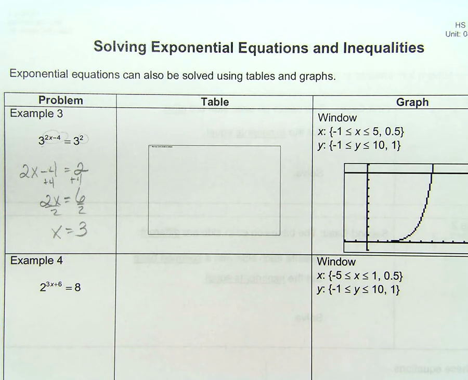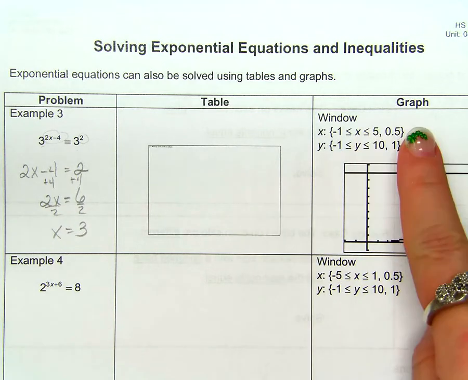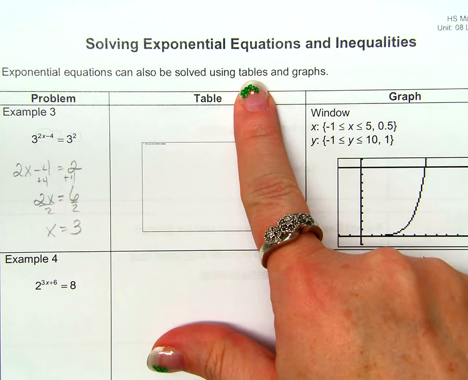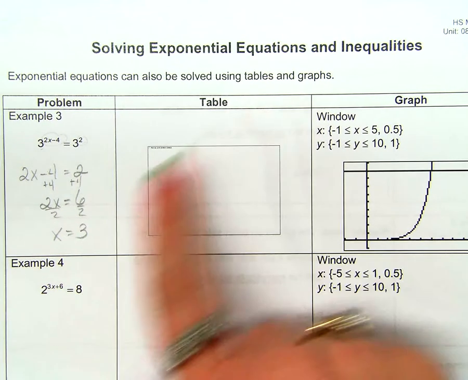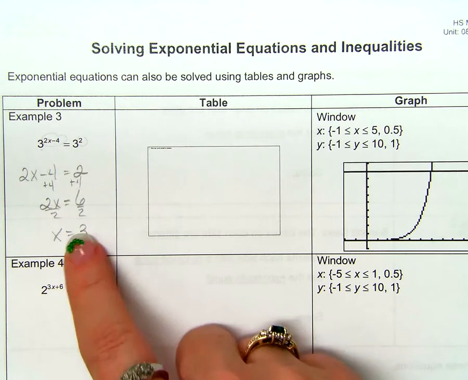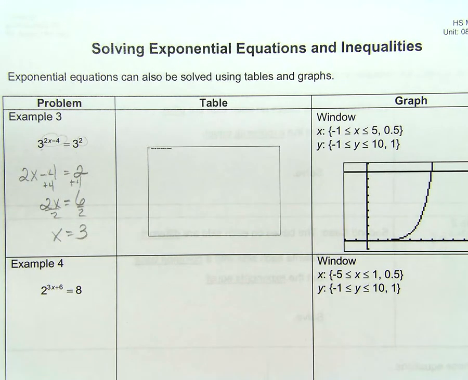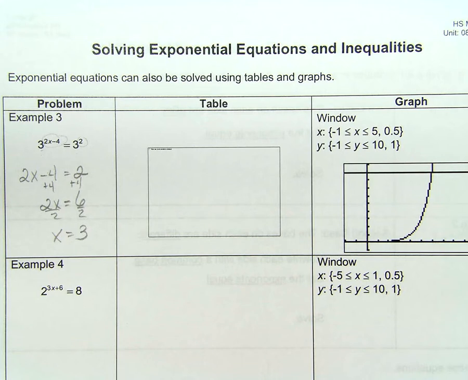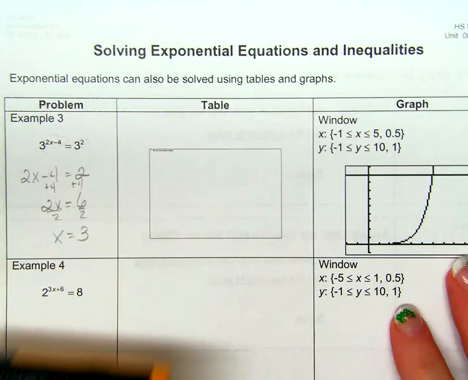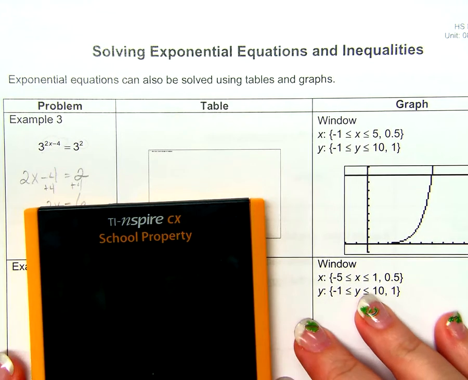Okay, so we are solving exponential equations and inequalities using tables and graphs. I showed you how to solve this particular example algebraically, so that we know what the answer is. We know what to look for when we're looking on our graph and our table. Okay? So this is how we're going to do it.